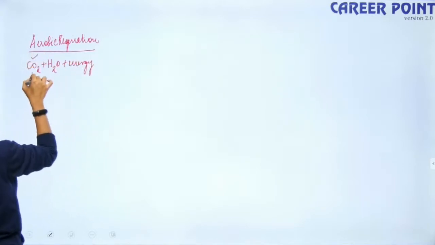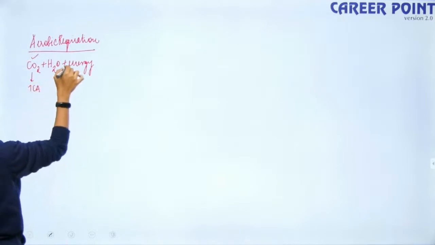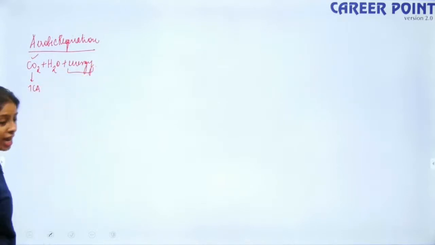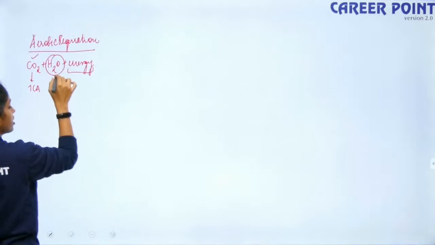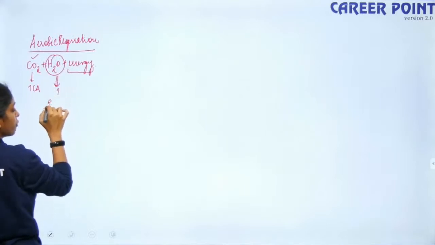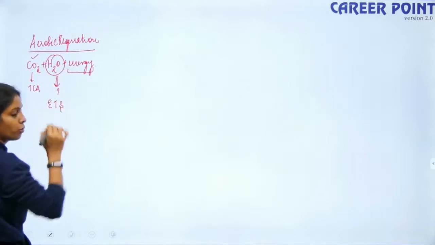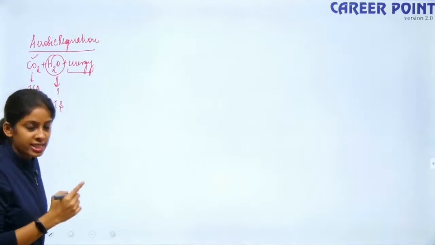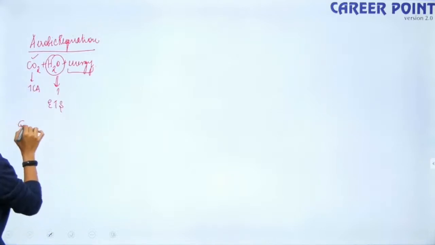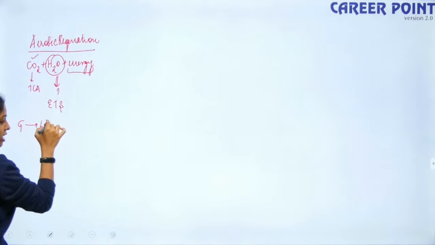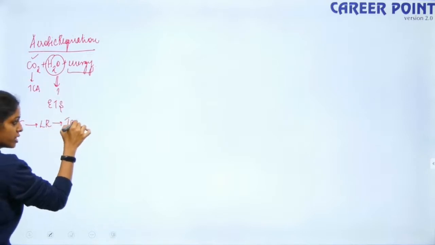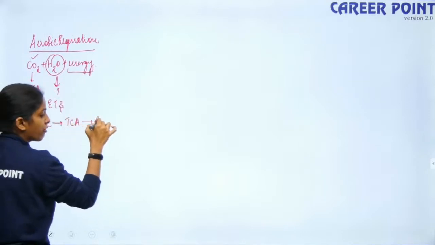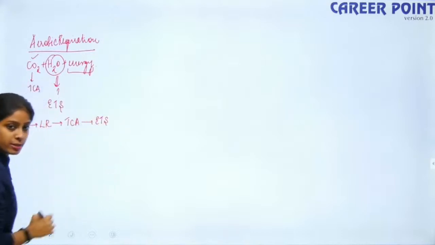So, carbon dioxide is formed in your TCA cycle. So, energy is being formed, right? But your water is not yet formed. So, your water will be formed in your electron transport system. So, first you have glycolysis, then you have link reaction, then you have your TCA cycle, now you have your electron transport system.